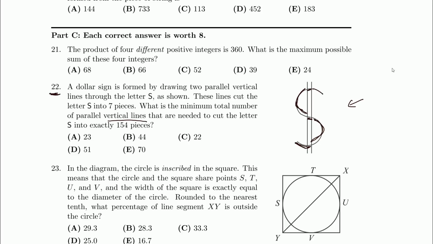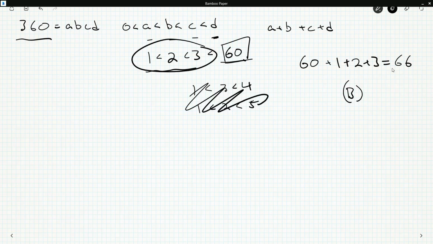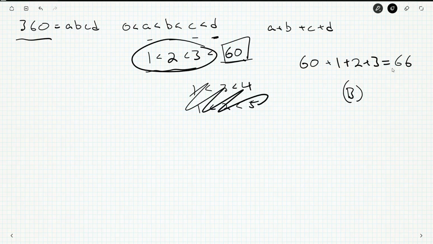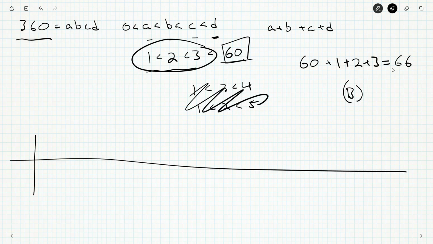A lot of pieces. So I'm probably not meant to just sit here drawing vertical lines. But maybe I can start off drawing some vertical lines and see if I can notice a pattern. So let's skip over to our notepad. I'm going to make a little table: number of lines, and number of parts or segments of S. If I've got 0 vertical lines, I've just got an S, so that's one whole S.